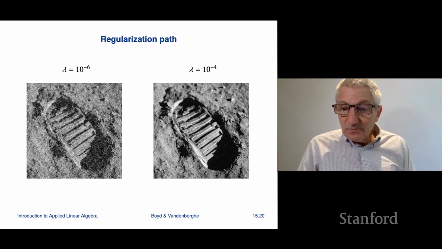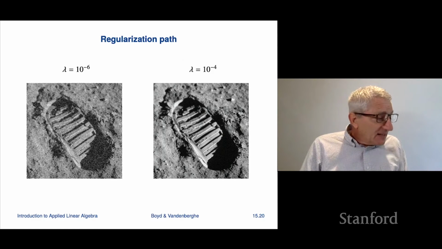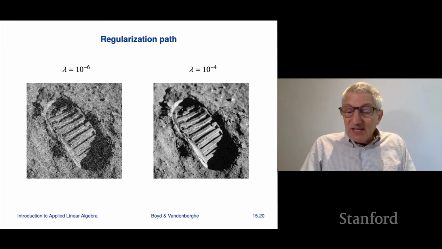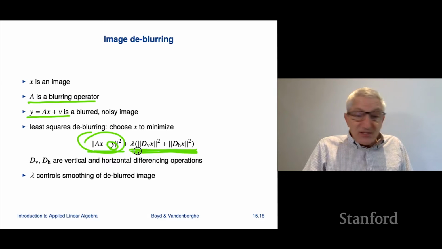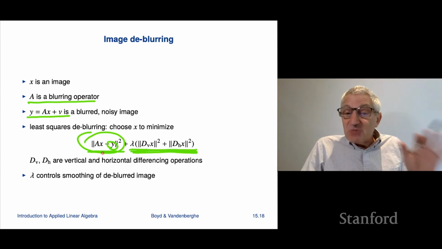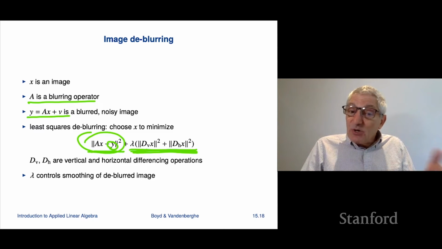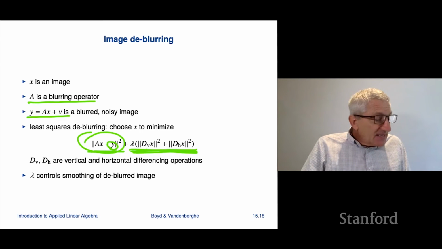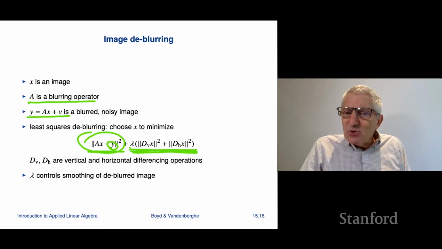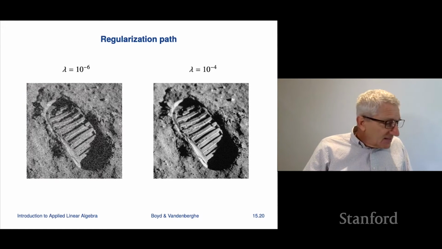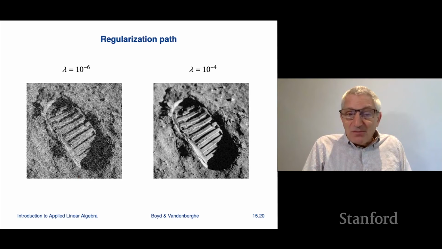Now, I'll show you the regularization path, or I should say, I'll show you 4 points on it. If I take lambda equals 10 to the minus 6, that basically says, if you go back to the problem here, don't worry about this term. Just get me something that, through my forward model, would produce the image I actually saw. It says don't worry about x being smooth too much. And sure enough, it's not smooth at all. The good news is it's pretty sharp. The bad news is it's not smooth at all.